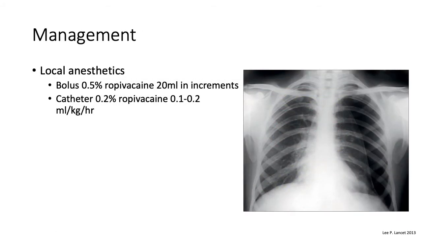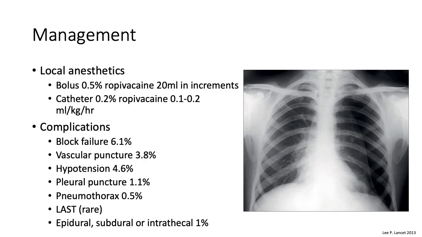For single-shot injections, up to 20 mL of 0.5% ropivacaine or bupivacaine can be used in increments. Because of the high systemic absorption, epinephrine can be added. For catheters, the dose is 0.2% ropivacaine at 0.1 to 0.2 mL per kilo per hour.